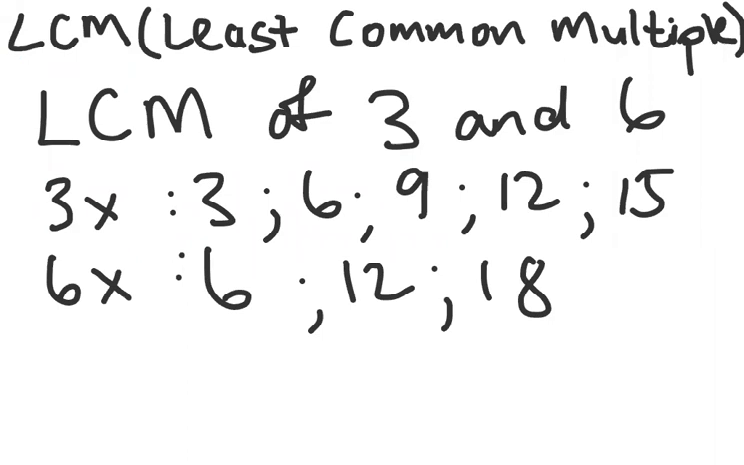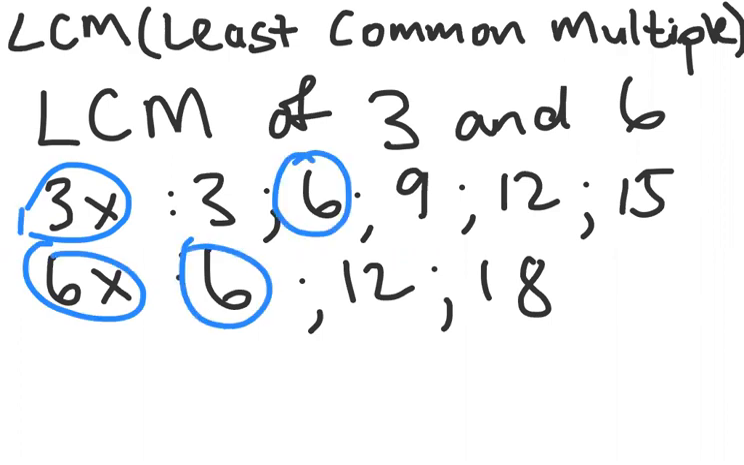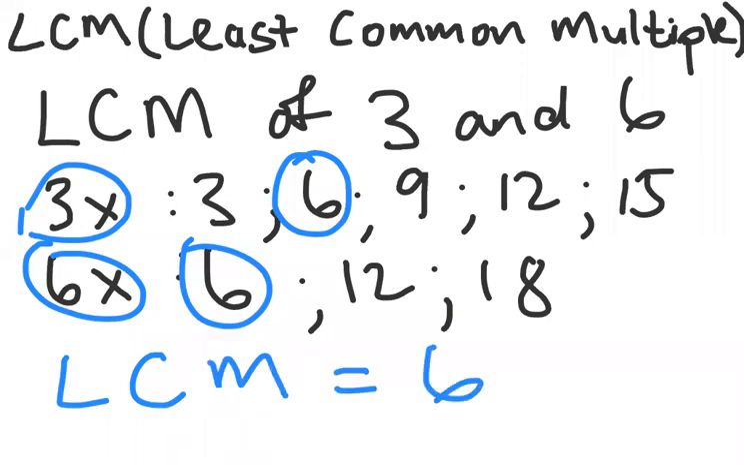So let's look at the least common multiple. The question is, what is the least number that appears in both? Let's look at the 3 times table and the 6 together. The least one looks like 6. So that's the least number that appears in both answers. That means the least common multiple equals 6.